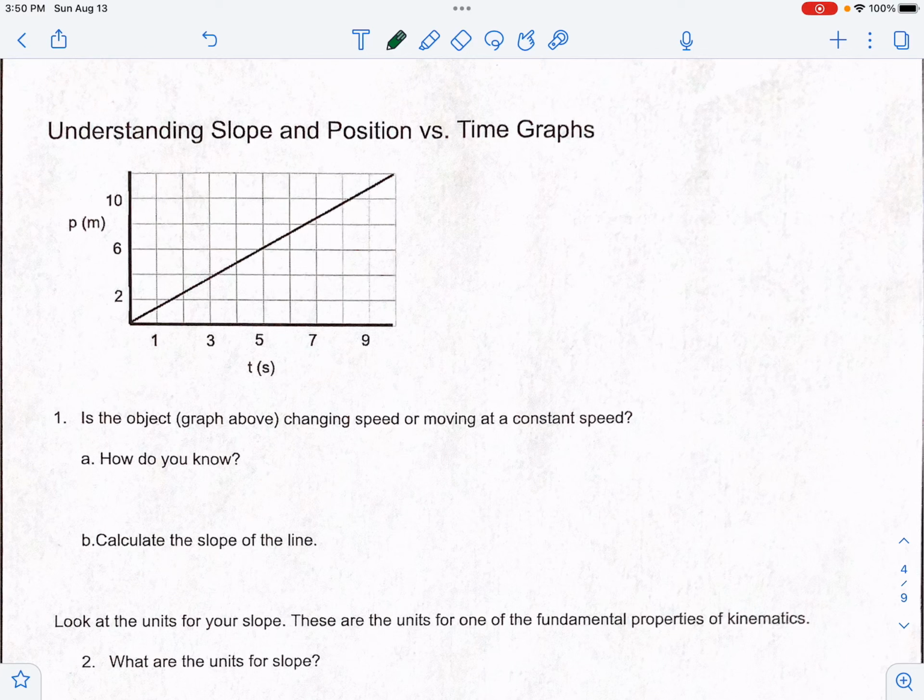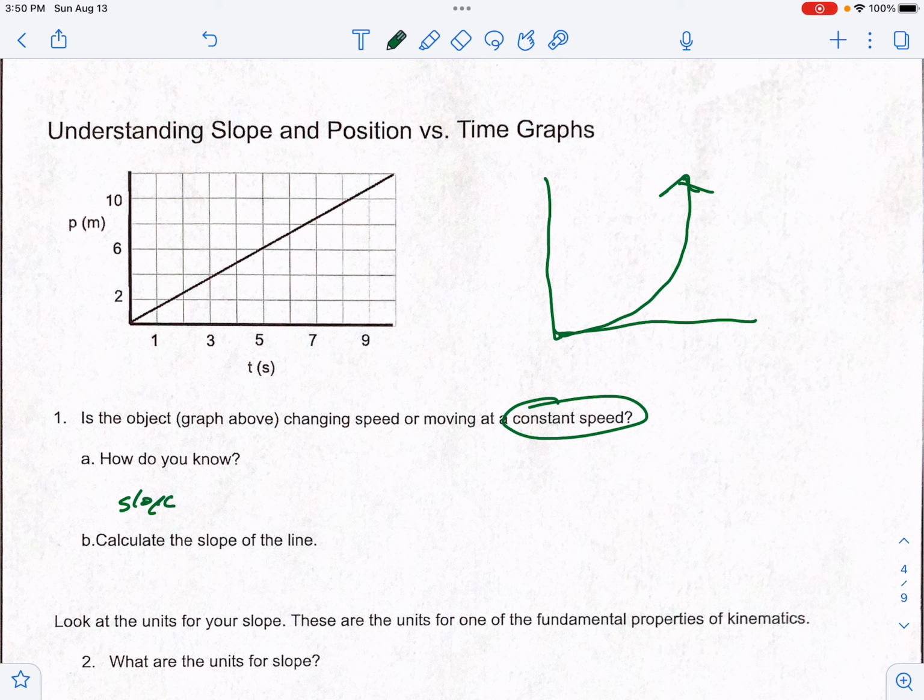Moving on to the last page for this video, we're going to do a little slope practice. One, is the object in the graph above changing speed or moving at a constant speed? My slope is not changing at all. I know I have velocity because there is a slope, but it's always the same. So that means my speed is constant. A slope that's changing or speeding up would look like a curved line. That means your slope is constantly changing, so that would be a changing speed. How do you know? Well, we just talked about it: the slope does not change.